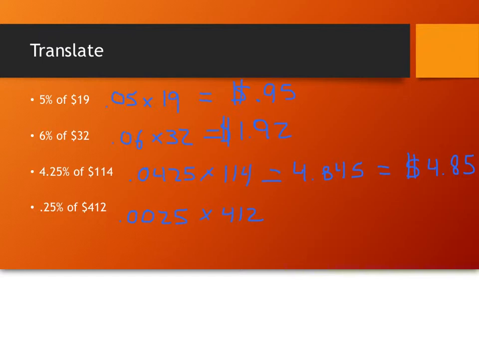Now lastly, we have 0.0025, that's 0.25 of a percent, multiplied by 412. And this one we don't need to round, just like the previous two. So you get $1.03.